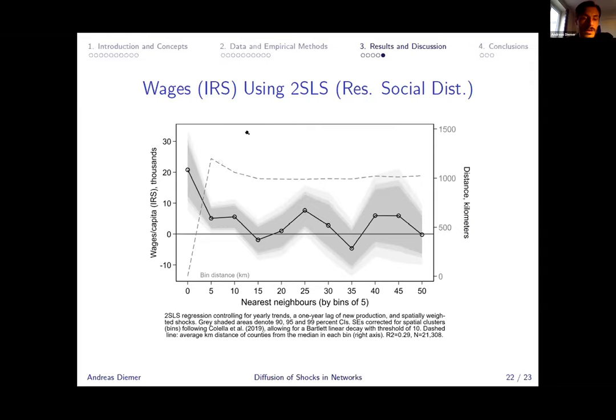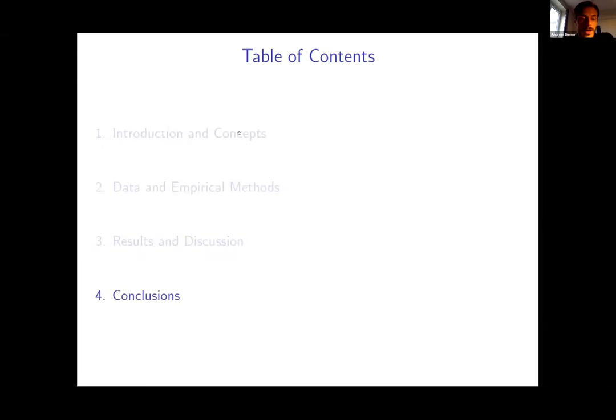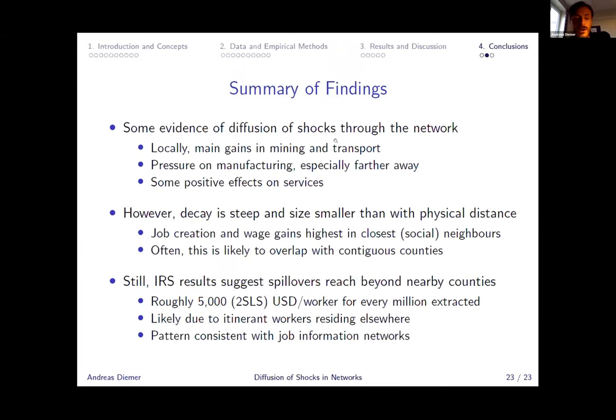So there's some indirect and aggregate evidence that speaks in favor of these kind of job information networks that might explain why some socially connected places stand to gain from shocks that occur elsewhere in the economy.